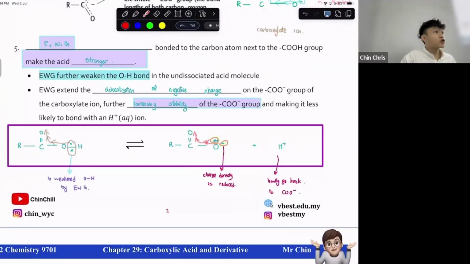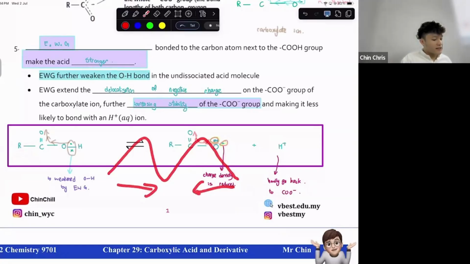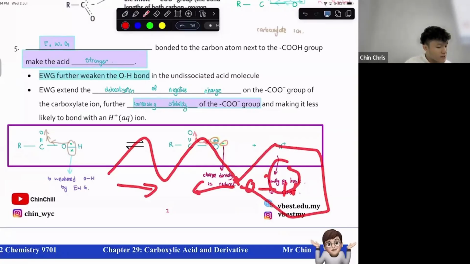Okay, so eventually, let's say if it's just an alkane, they will just push each other equally. So eventually there's no net movement. But let's say if it's not an alkane, let's say at the end there's an OH, then everything is pushed towards the OH. Let's say if it's a ring, then everything is pushed towards the ring. It depends on what is connected at the end.